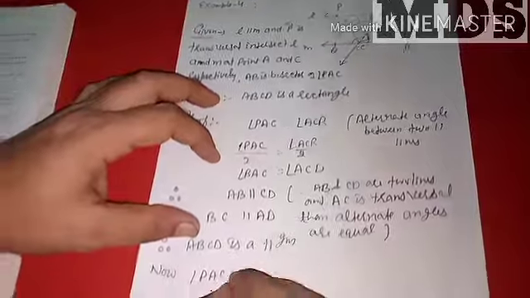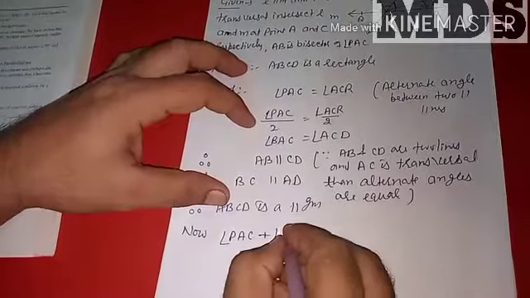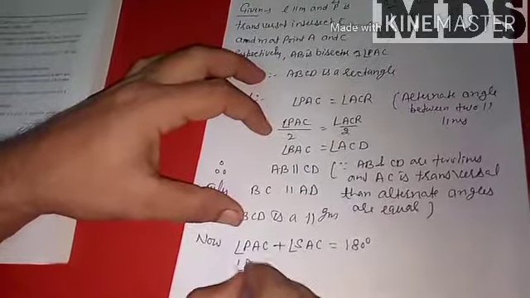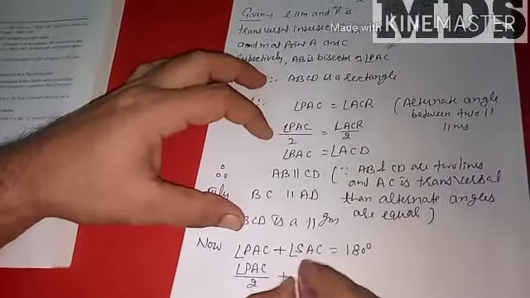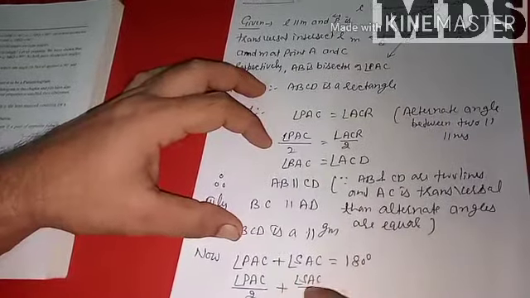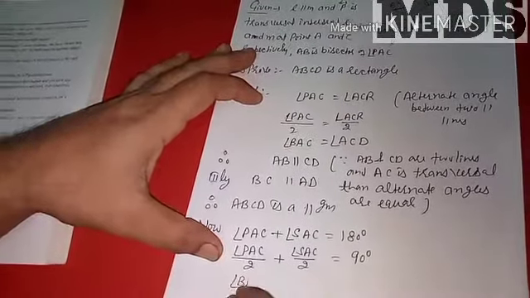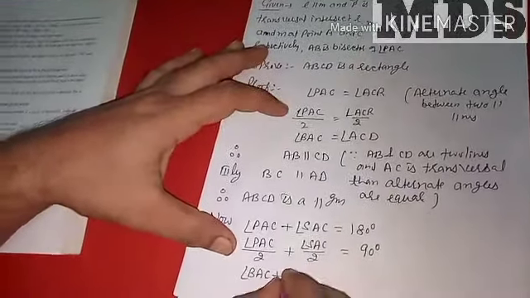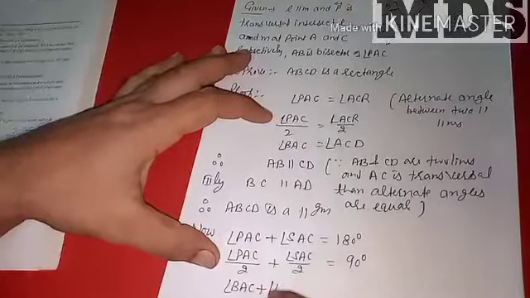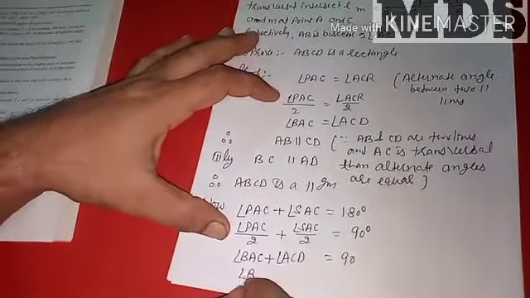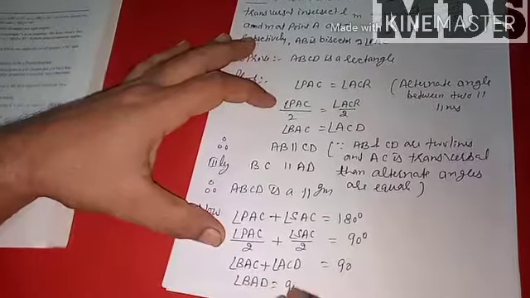Now, which angle? Angle PAC plus angle SAC is equal to 180 degrees. Half of PAC plus half of SAC is equal to 90 degrees, 180 divided by 2, 90 coming. Half of PAC is angle BAC, plus angle CAD is equal to 90 degrees. What's this sum? You can say angle BAD is equal to 90 degrees.